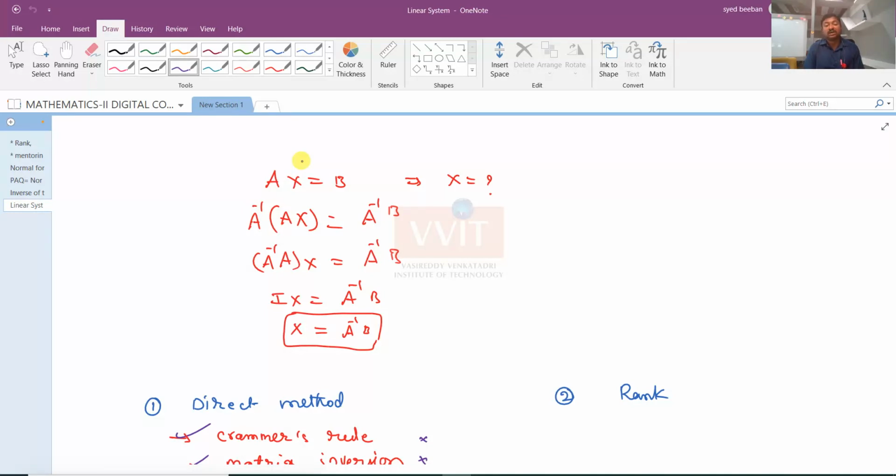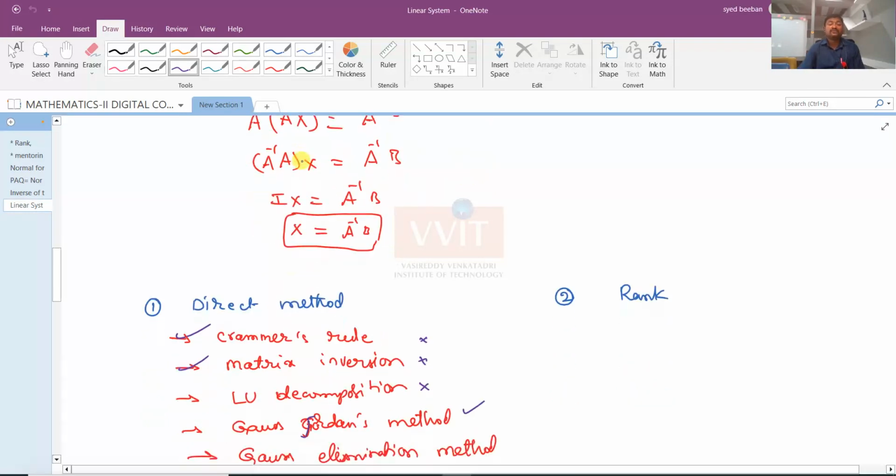if the order of the matrix is more than 3 by 3, then computing the determinant as well as the cofactor matrix is a tough task. I can't say that it is difficult, I can't say that it is impossible, it is a tough task. So to avoid that, we can try to find the solution in another way.